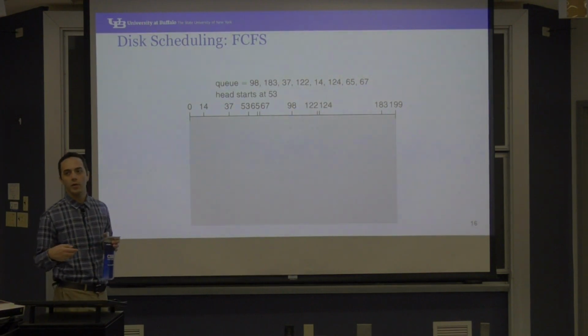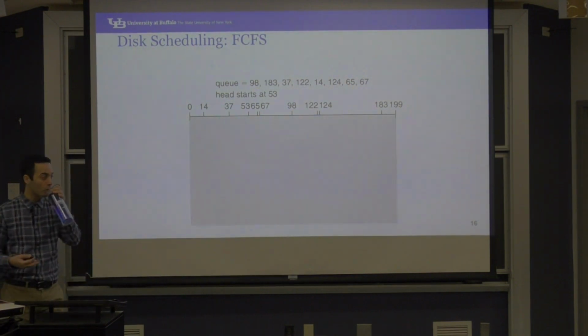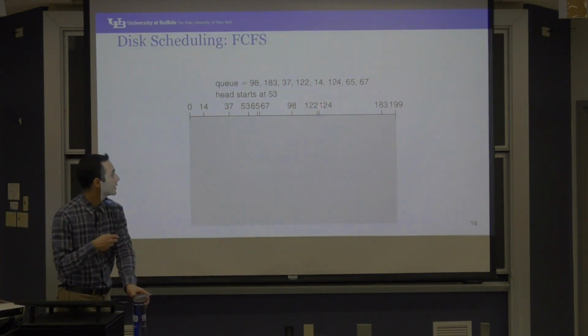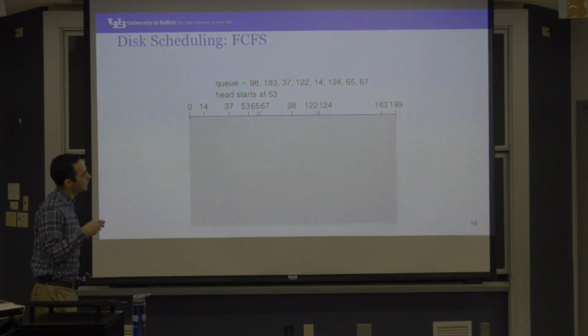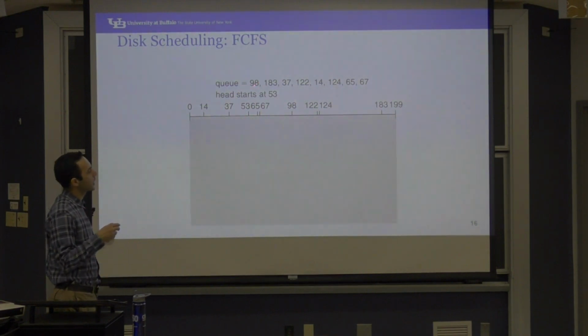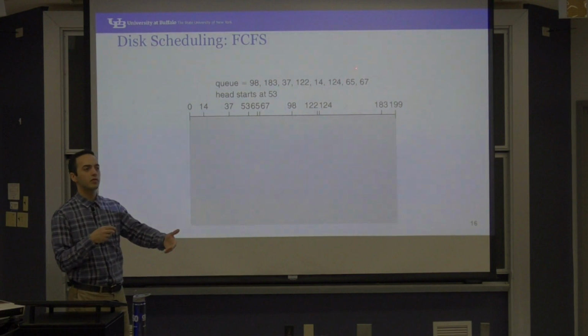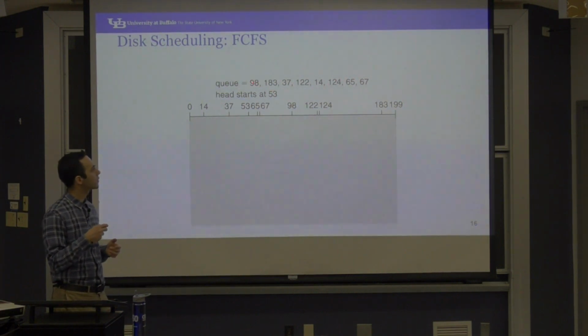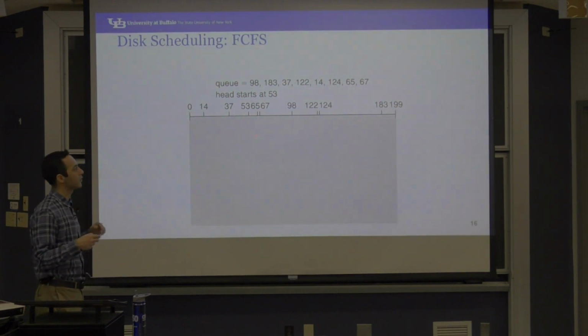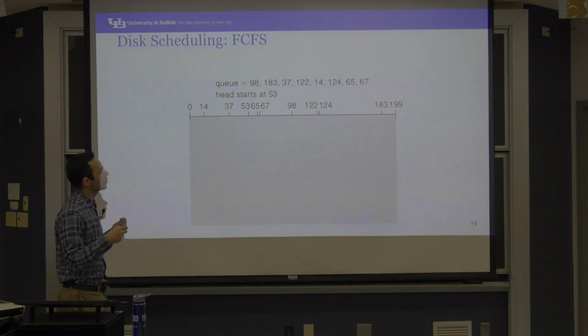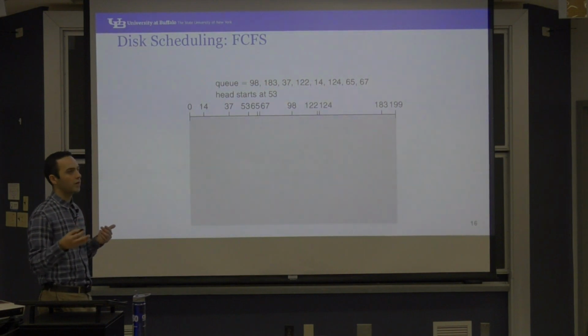So how would the performance look on first come first serve? The first thing is that we are on track number 53. If we want to move to 98, how much of a distance, or how many tracks, are we moving? From this to this? 45. So it moves from 53 to 98, and moves basically 45. Then from 98 we need to move to 183. That's about 85, right? So 85 and 45, add them up, that's 130.